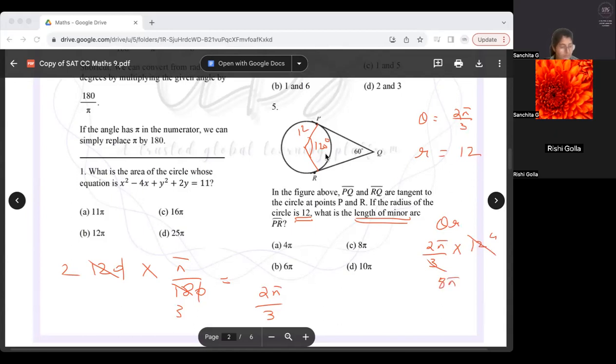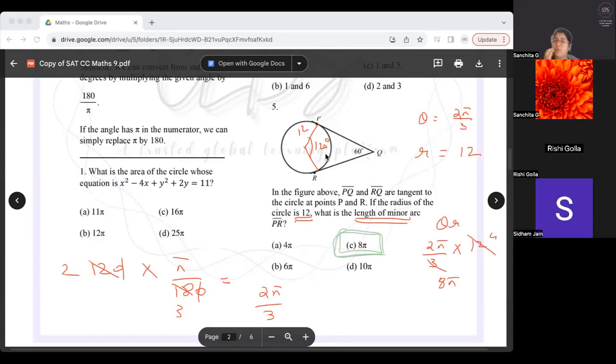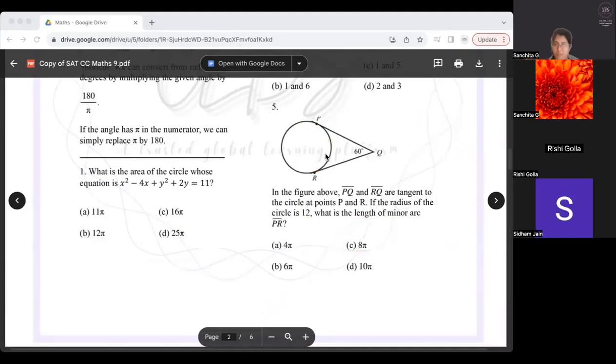Ma'am, could you please try using theta by 360 once? Yes, theta by 360 also we can do. But this is clear, right? With the formula, how do I get my answer? 8 pi. Yes, Risha. I'm going to take it now. The formula base is clear, right? So this is 2 pi by 3 and 12. This is what we deduced.